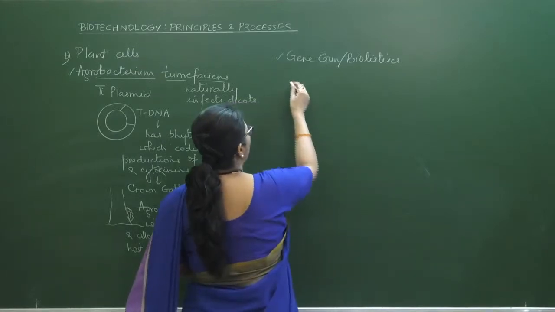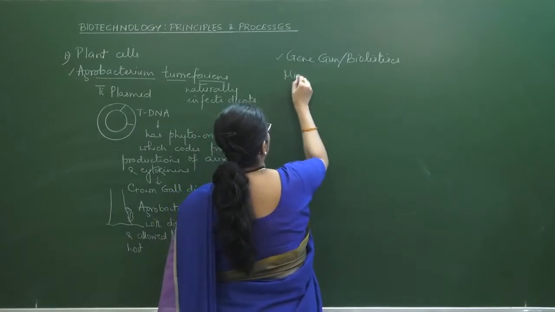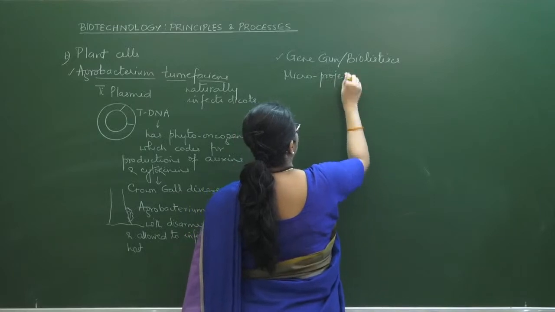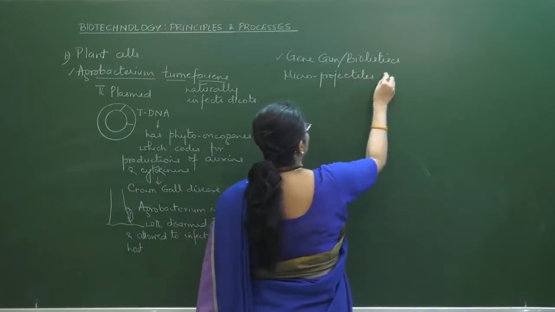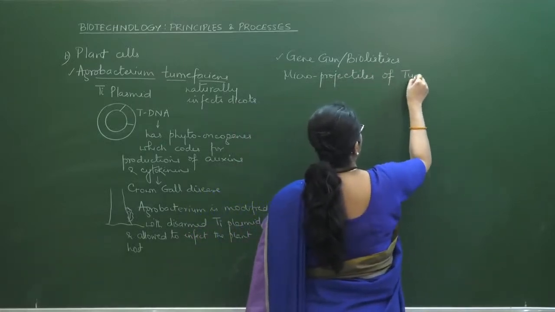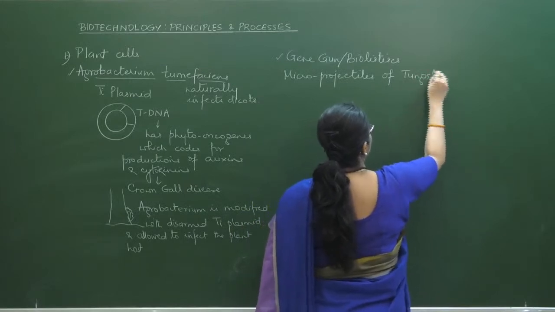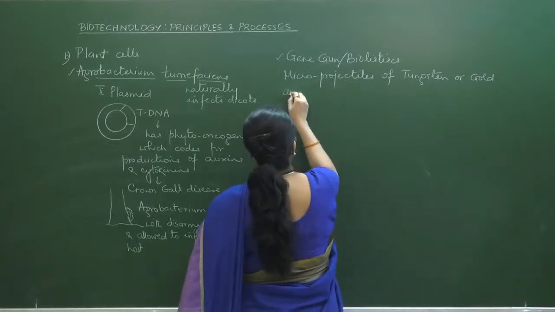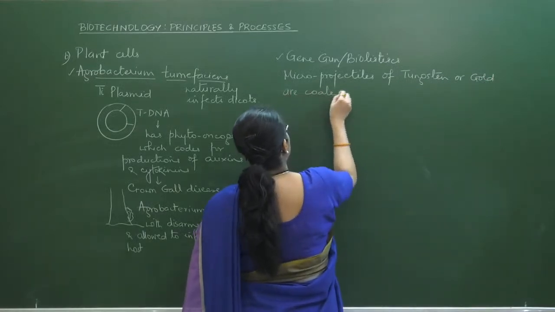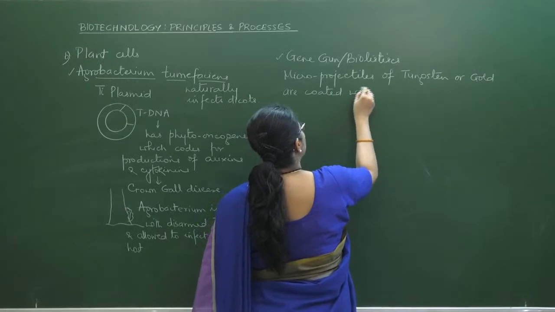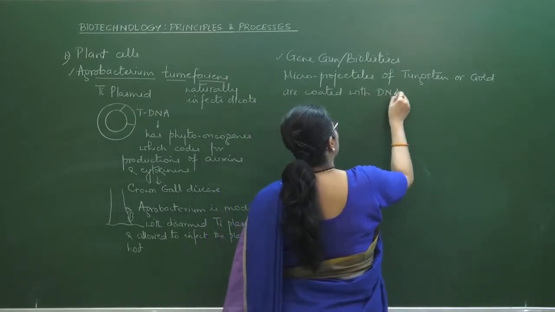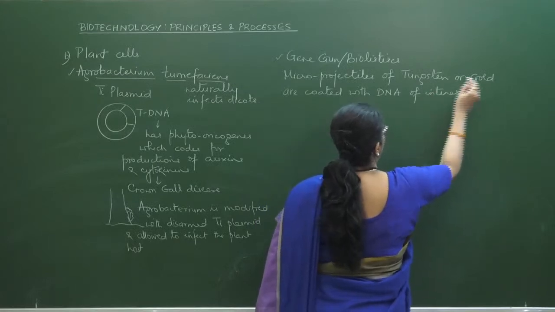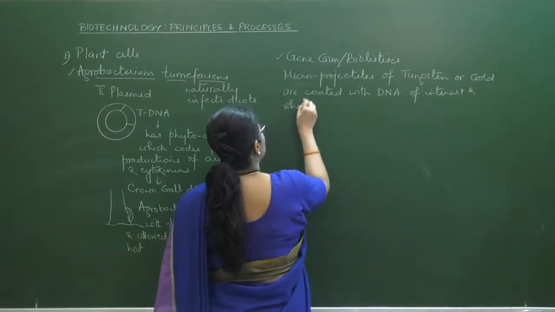So microprojectiles of tungsten or gold are coated with the DNA of interest and shot into the plant cells.